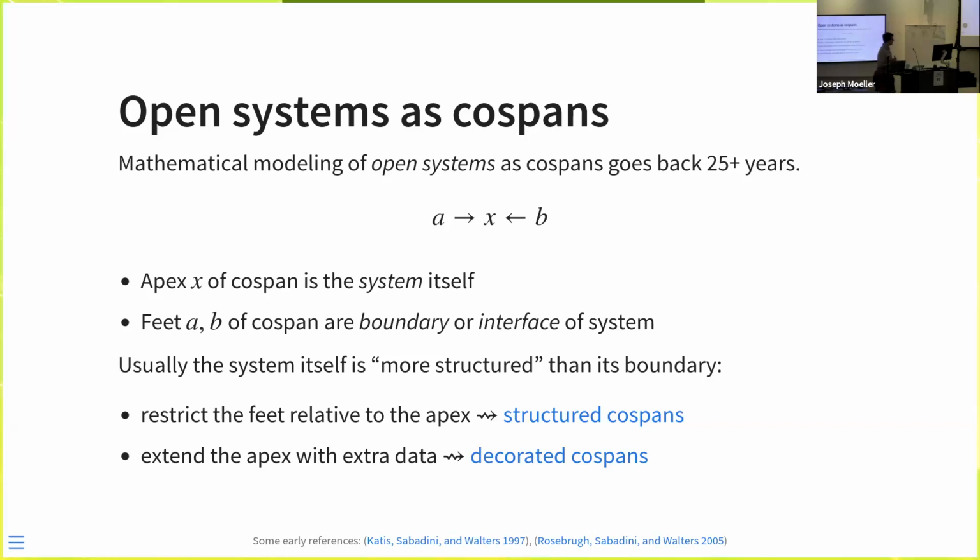You could start out in a category with a lot of structure somehow, and then try to restrict what's going on at the feet, and that leads to the idea of structured cospans. Or you could try to start with cospans in some simple category and add extra data to the apex, and that leads to the idea of decorated cospans.